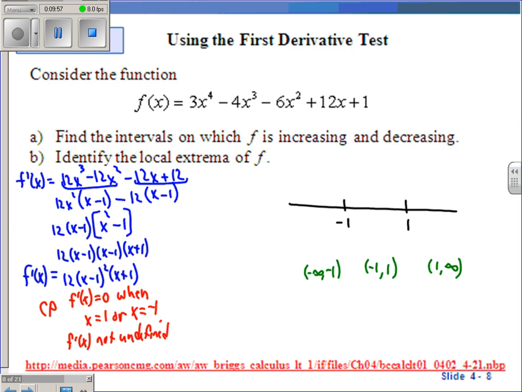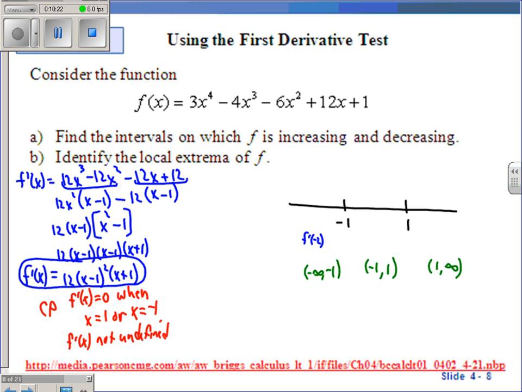Okay, so now I want to check the derivative in each of those intervals. So I'm going to pick a test point in each interval and find out is the derivative positive or negative. Now the derivative I'm going to use is this factored form because it's going to be easier just to determine whether it's positive or negative. So I'm going to put in maybe -2. I'm just going to pick something in each interval. So I'm going to find f prime of -2.